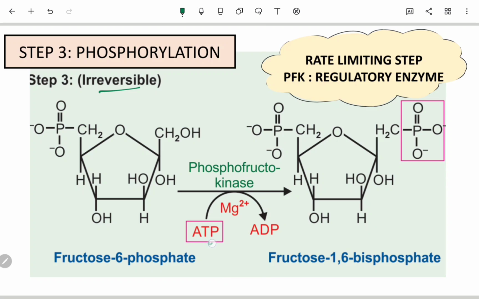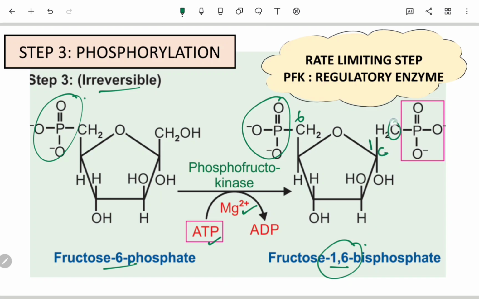And here ATP is required and also magnesium is also required. And fructose 6 phosphate, which is obtained from step number 2, is getting converted to fructose 1,6 bisphosphate. As you can see here, the sixth carbon atom has a phosphate group in fructose 6 phosphate, and the phosphate group from this ATP is donated towards this compound, and then it is getting converted to fructose 1,6 bisphosphate, where the first carbon atom also has a phosphate group.